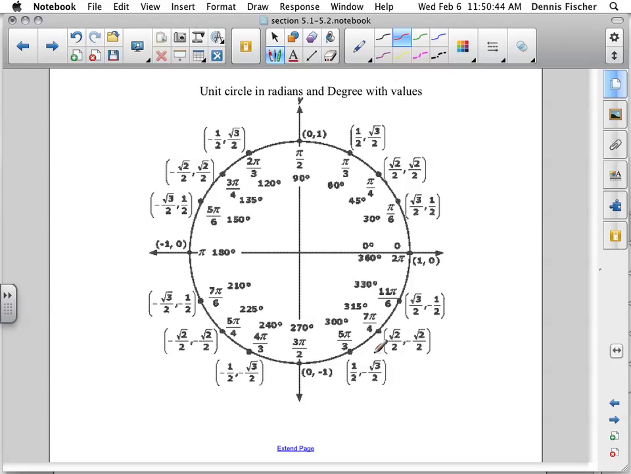What are the other, the pi over 6, pi over 4? That's your radian measure. If it's 30 degrees, how many radians? It'll be pi over 6. Pi over 4. Pi over 2 radians, right?